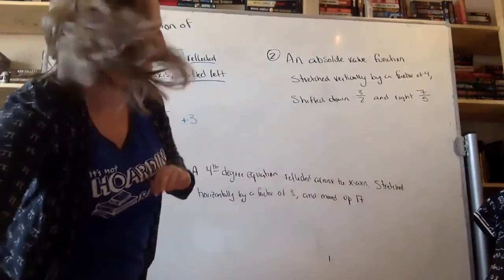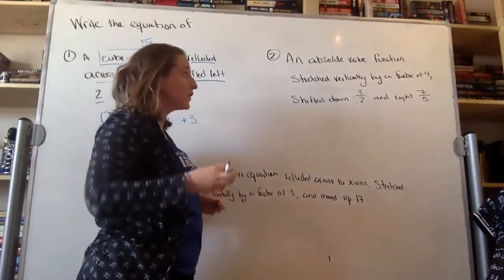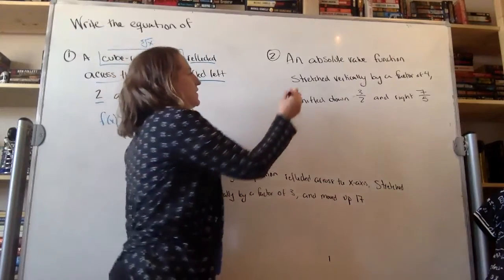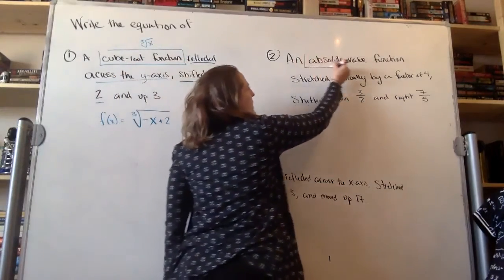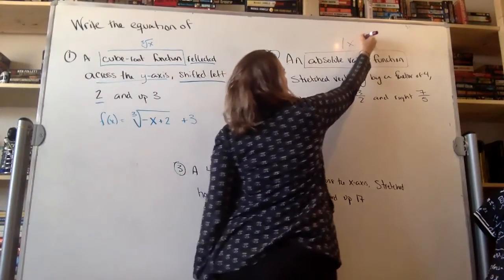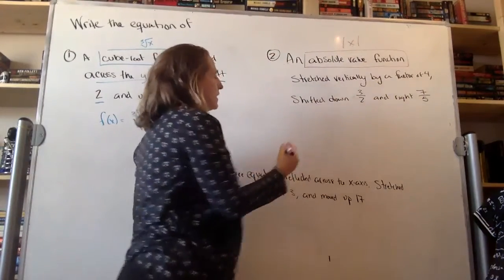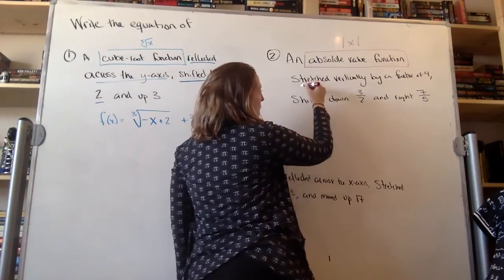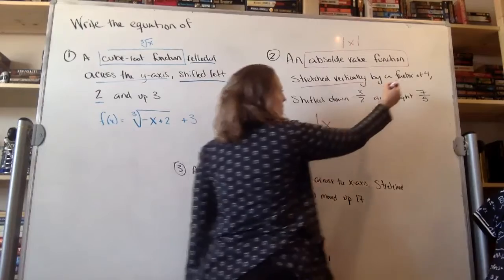An absolute value function stretched vertically by a factor of 4, shifted down 3/2 and right 7/5. So first we need to think about what our basic function is. It says it's an absolute value function. So that's the absolute value of x. We're going to take the absolute value of x and stretch it vertically by a factor of 4.